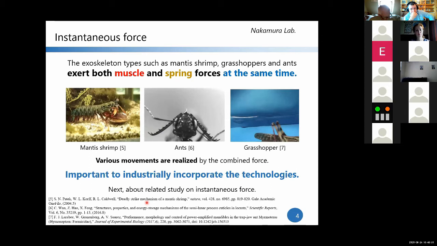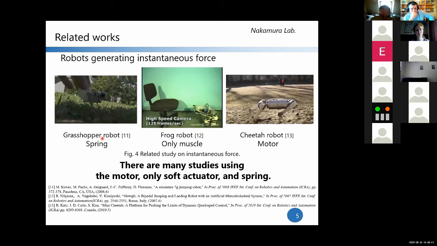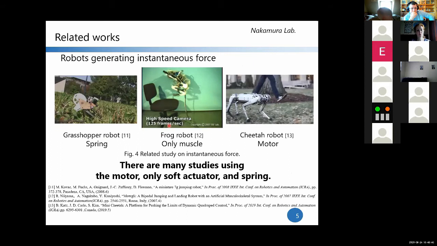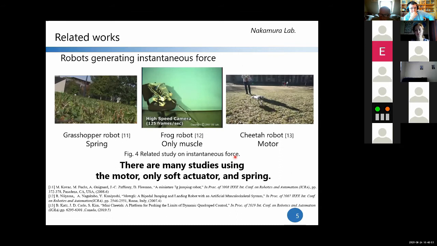Figure 4 shows the study about the instantaneous force. The grasshopper robot is jumping with elastic energy of the spring. Frog robot is using only muscle force. Cheetah robot is using motors. There are many studies using the motor, only soft actuator, and spring.